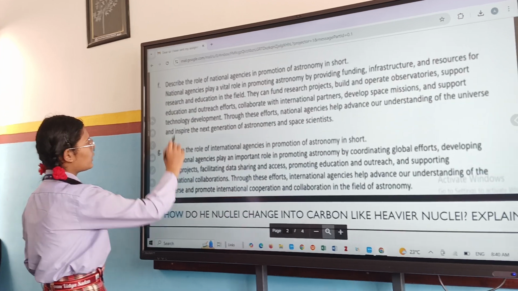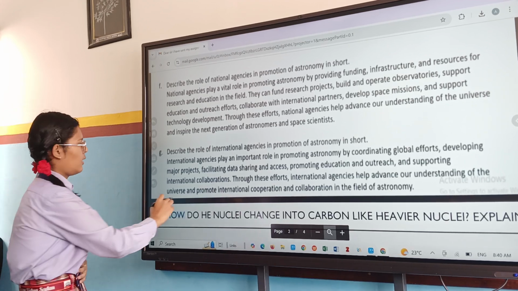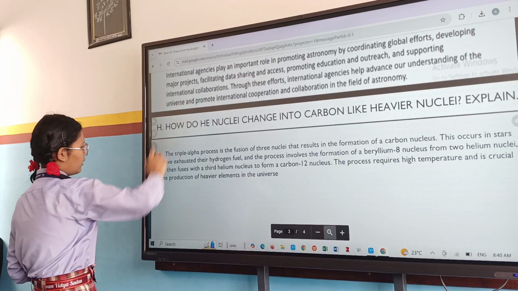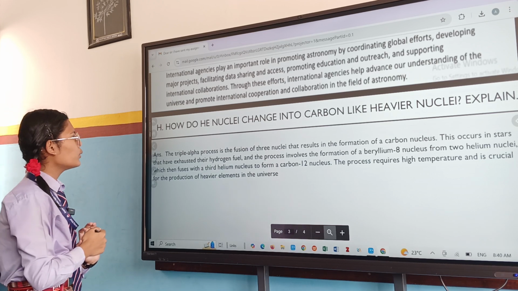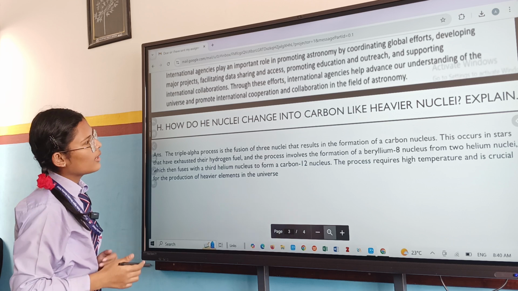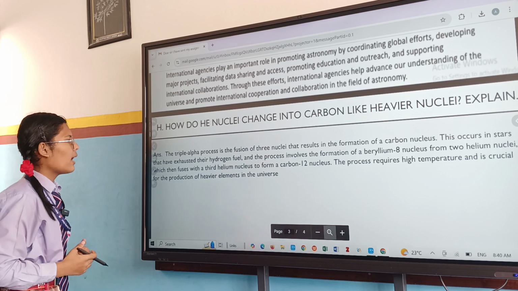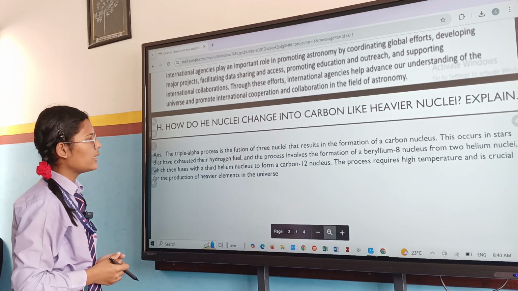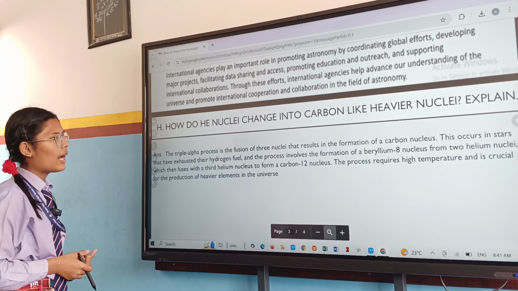And these two questions are interrelated because it is the question of agencies. And the last question: how do the nuclei change into carbon-like heavier nuclei? Explain. The triple alpha process is the fusion of three nuclei and results in the formation of a carbon nucleus.